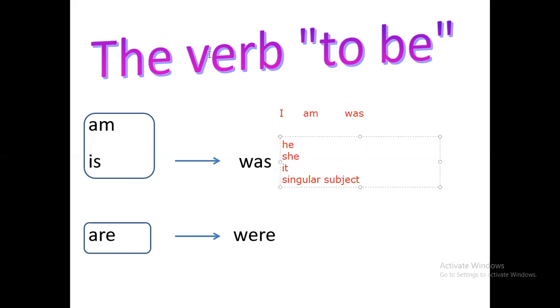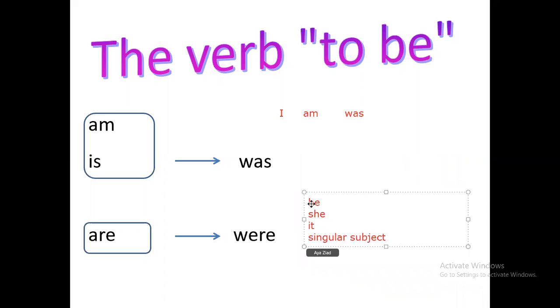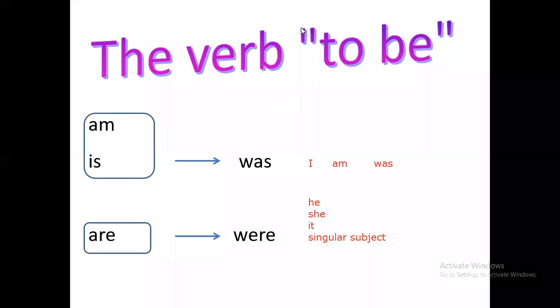Okay, if we have he, she, it, or a singular subject, we're going to use the linking verb is. Let me arrange them here. I wrote them in the next slide. I prepared them. I didn't write them actually. But here, if we have he, she, it, or a singular subject, we're going to use the linking verb is.